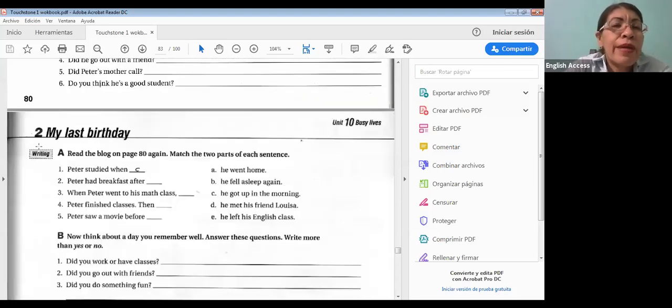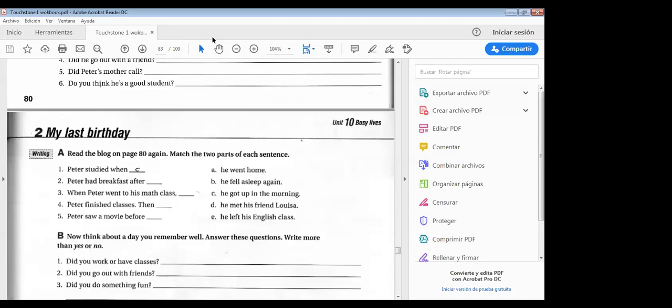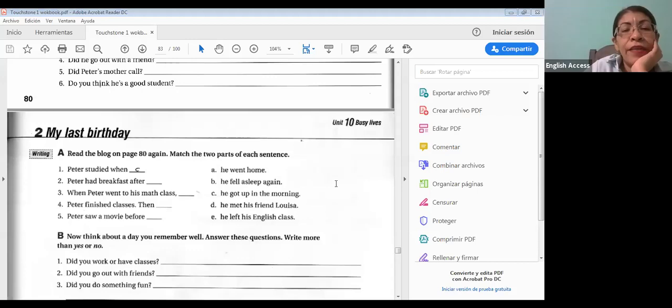Exercise 2 says, my last birthday. It says, read the blog on page 80 again, match the two parts of each sentence. Number 1, Peter studied when he got up in the morning, letter C. Number 2, Abby. Peter had breakfast after letter E, A. He left his English class. After he left his English class? Yes. So he had breakfast after the English class?